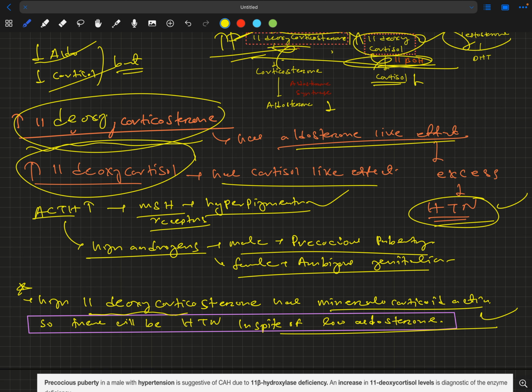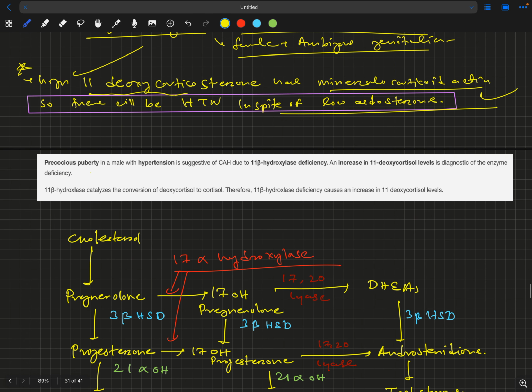If you check the aldosterone level of this patient, there will be low aldosterone, but this baby will have hypertension because of this 11-deoxycorticosterone, which has mineralocorticoid-like effect, and obviously due to increased androgens. If it is a male, then there will be precocious puberty, and if it is a female, there will be ambiguous genitalia. So precocious puberty in a male with hypertension is suggestive of congenital adrenal hyperplasia due to 11 beta hydroxylase deficiency, and an increase in 11-deoxycortisol level is diagnostic of this enzyme deficiency.